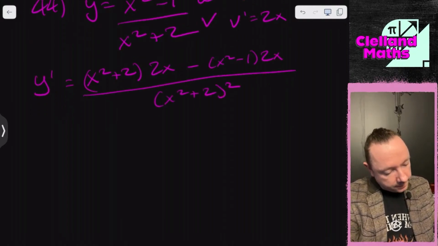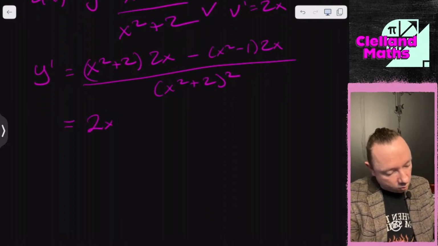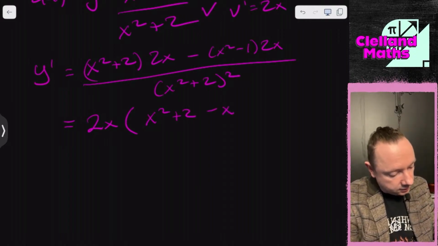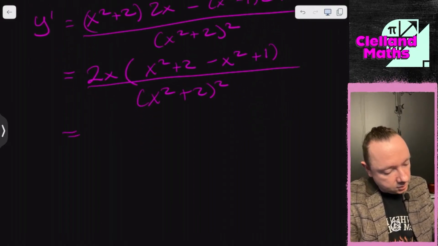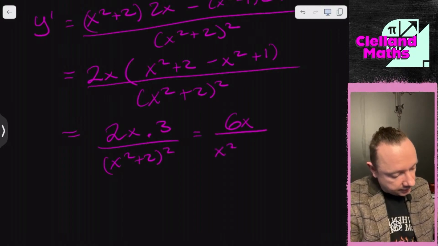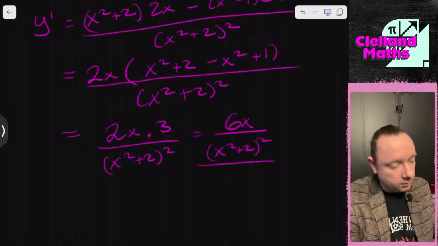all squared. I can see the 2x is a common factor already on the top to give me x squared plus 2, and then minus x squared, and a minus times a minus is a plus 1, over x squared plus 2 all squared. So that's going to give me 2x times, well, x squares disappear, 3 over x squared plus 2 all squared. So that's just 6x over x squared plus 2 all squared, and we're done there.